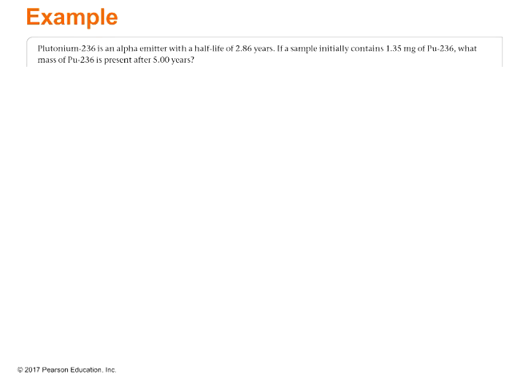So let's go over an example problem where we use that equation. Let's say that we have plutonium-236. This is an alpha emitter, so it goes through alpha decay, and it has a half-life of 2.86 years. So let's write that down. Now, let's say a sample initially contains 1.35 milligrams of plutonium-236. So N_0 is equal to 1.35 milligrams. What mass of plutonium-236 is present after 5 years?